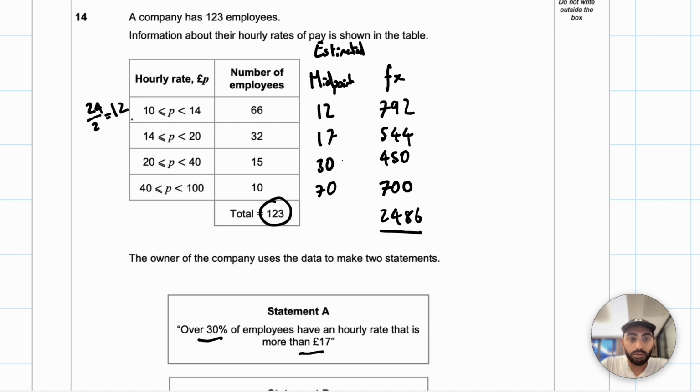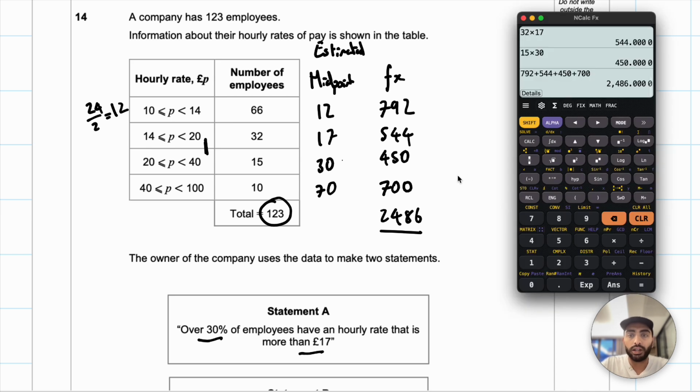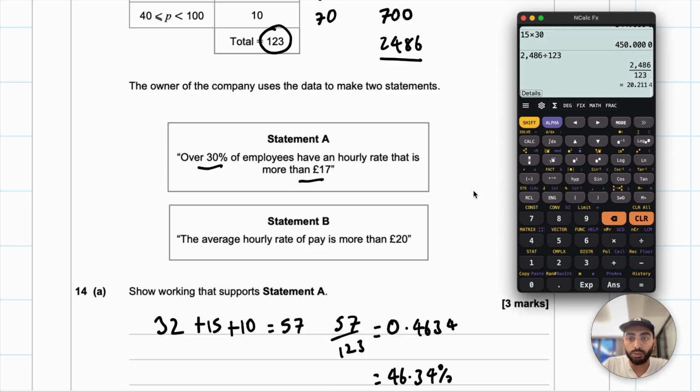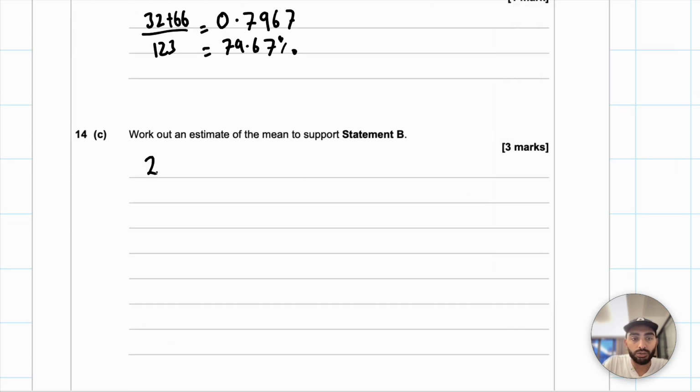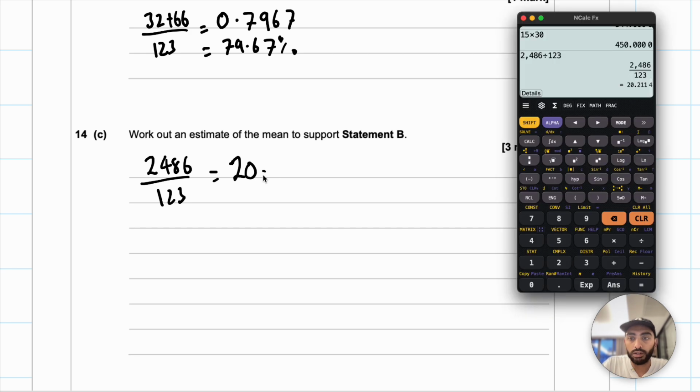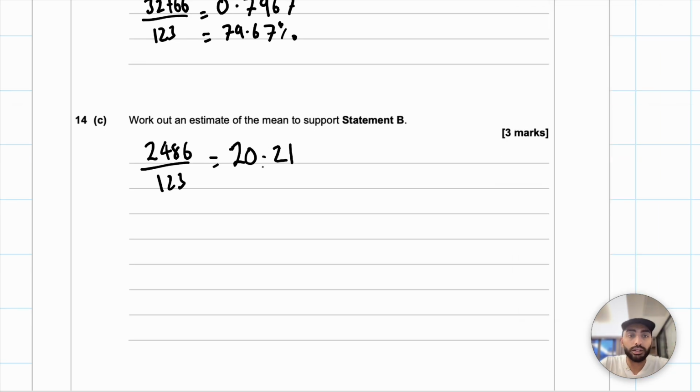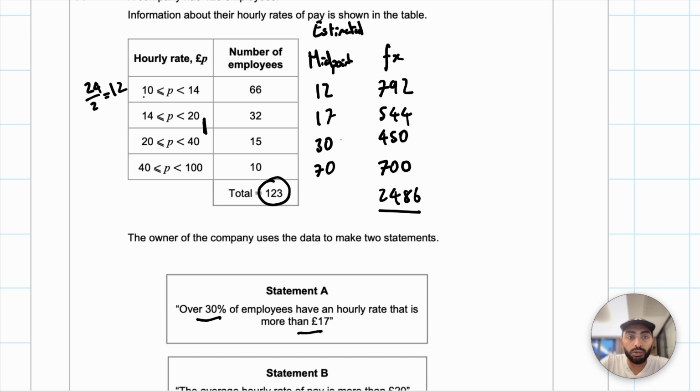Before I get my answer, I'm just going to look at these and think, where would an appropriate mean be? There's quite a few people in this first row and in this second row, so I would estimate the mean to be somewhere about here. So it should be between 14 and I would say 30. 2486 divided by 123 gives me an answer of 20.2114. That's right, 2486 divided by 123 is equal to 20.21.